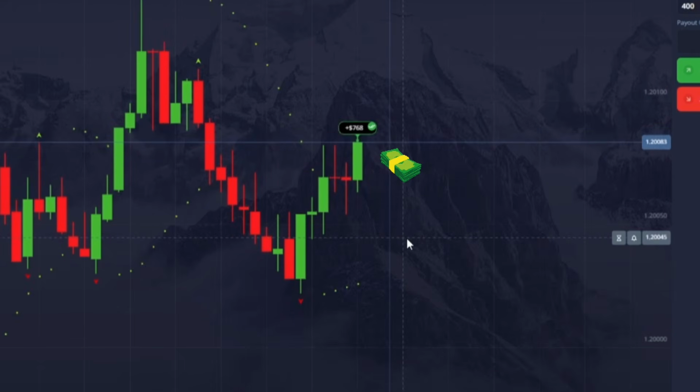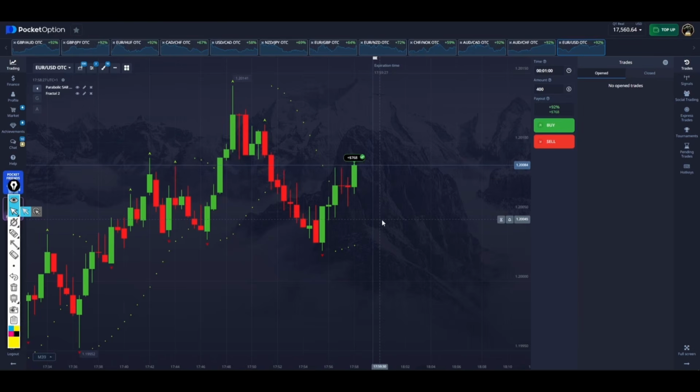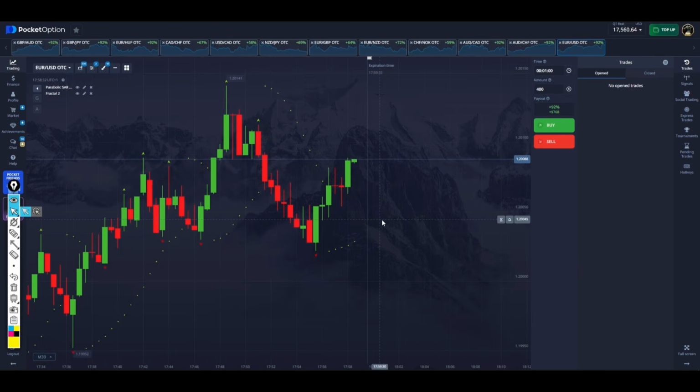And this trade closes in profit too, another win. The strategy's really proving itself today. That's 4 winning trades and just 1 loss in this session. I'd say that's a pretty solid result, more than enough to consistently make money on the financial markets.